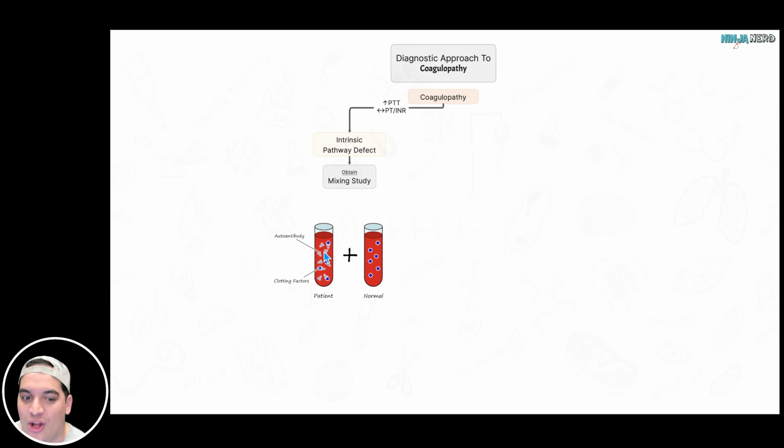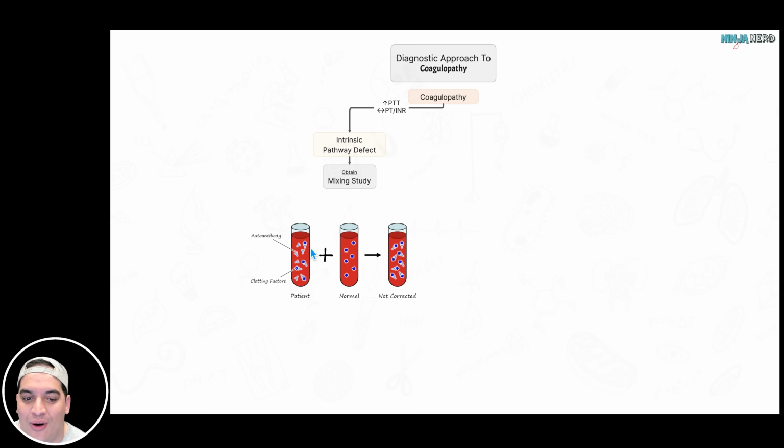If you mix these two, the normal blood that has clotting factors and the patient's blood that has the autoantibody or the heparin in it, what do you think will happen? All that's going to happen is the autoantibodies or the heparin will bind to all these coagulation factors and basically prevent them from working. So will the PTT actually correct when you mix it with that patient's blood? No. It will not correct. This is suggestive of an acquired coagulation factor inhibitor when the PTT remains prolonged.